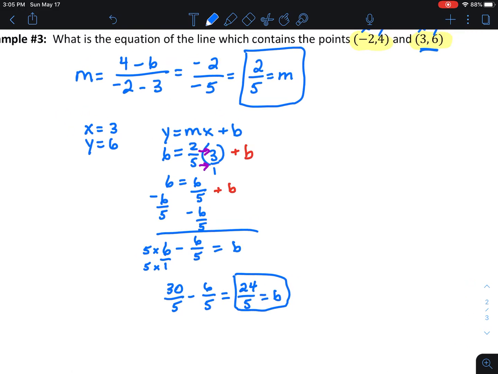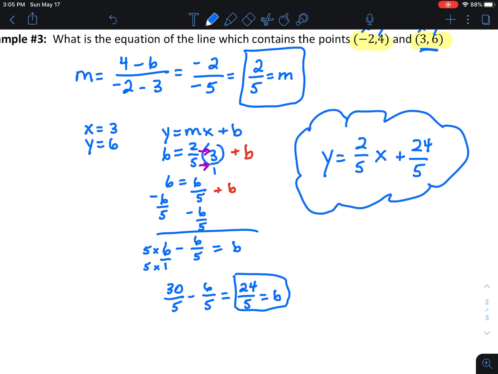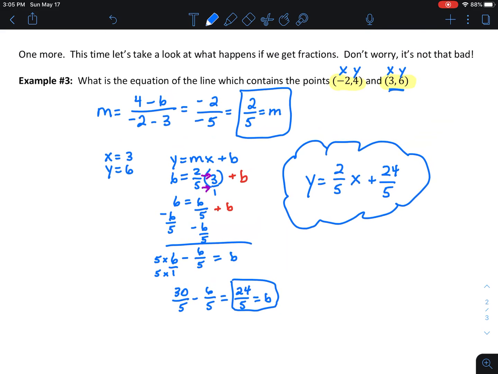Last thing we need to do is to write the equation, but we're going to replace the m and the b, okay? So y is equal to 2/5 x plus 24 fifths. This is the equation of the line. So again, this example was a little bit more complicated because you had some fractions to work with, but hopefully you caught what arithmetic I did and some of the strategies I used in order to find b.